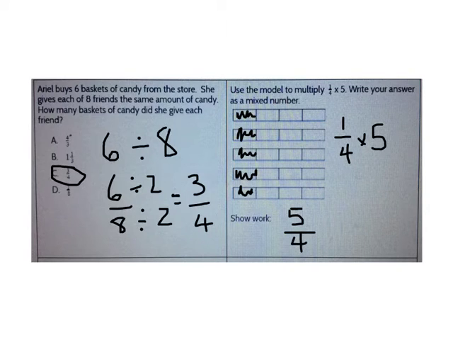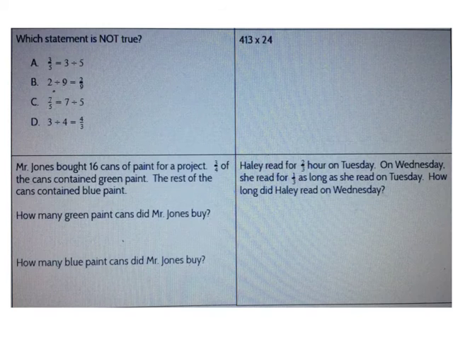Now, when I change 5/4 into a mixed number, what mixed number do I get? Well, 4 goes into 5 one time. 1 times 4 is 4. When I subtract, I have 1 left over. So the answer is 1 and 1/4. Which statement is not true? D is not true. 3 divided by 4 would be 3/4, or 4 divided by 3 would be 4/3.